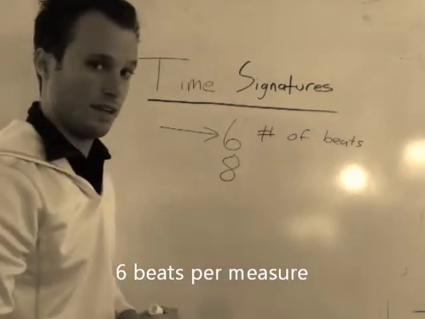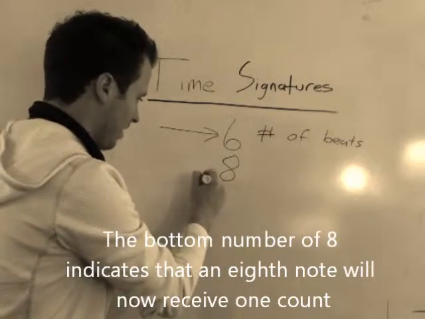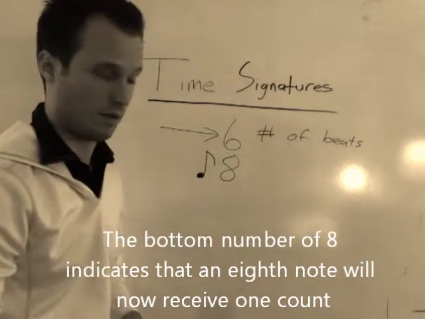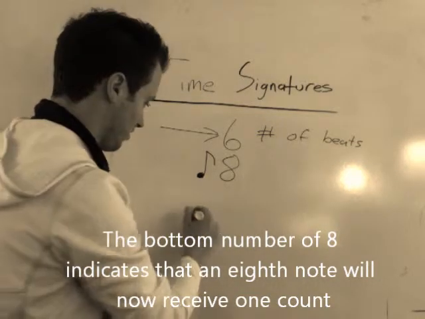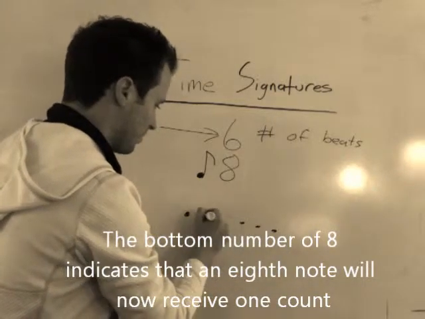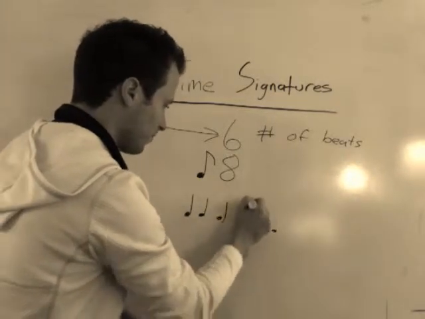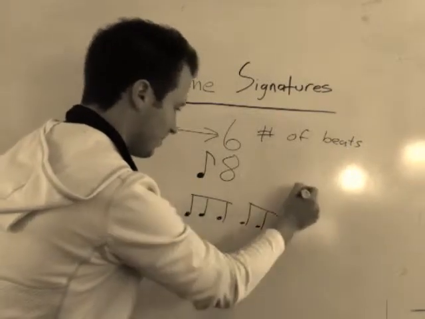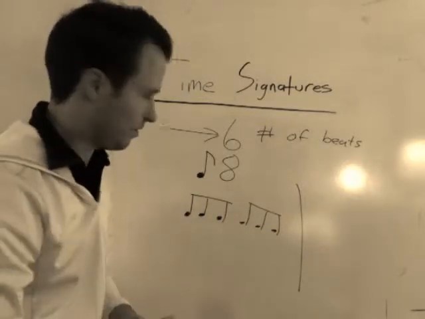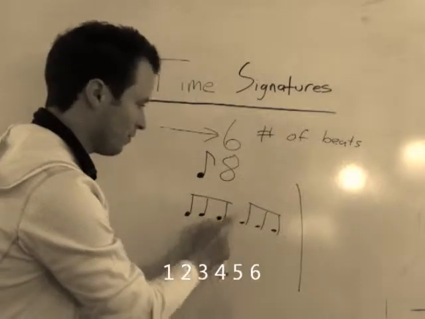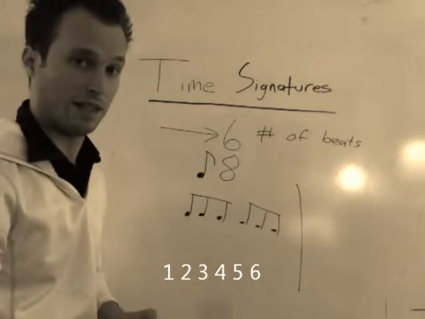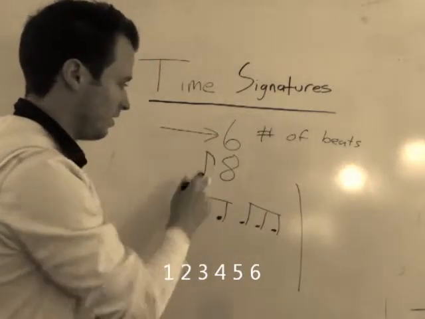Bottom number. This time, when the bottom number is 8, that tells you that an 8th note is going to get 1 count. So the 8th notes are the center of attention. So a situation that you may have in 6/8 is going to be perhaps something like this, where you have 6 8th notes that would occur in 1 measure. That's a common scenario that you'll see, and you would count this 1, 2, 3, 4, 5, 6. So again, telling you that there has to be mathematically 6 beats per measure in 6/8 time.